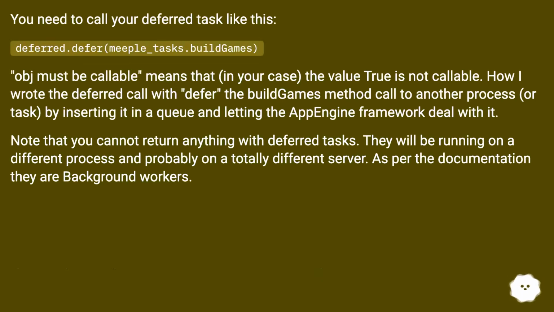deferred.defer(meeple_tasks.buildGames). "Obj must be callable" means that, in your case, the value True is not callable. How I wrote the deferred call will defer the buildGames method call to another process, or task, by inserting it in a queue and letting the App Engine framework deal with it.